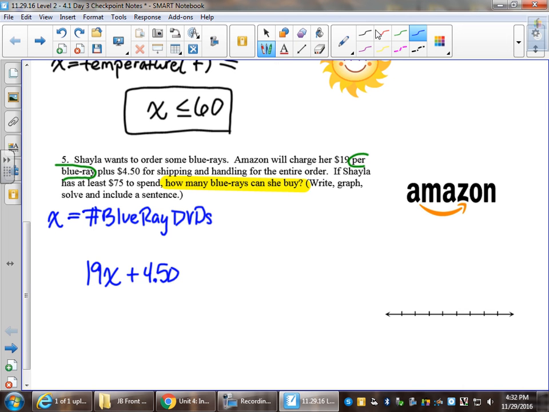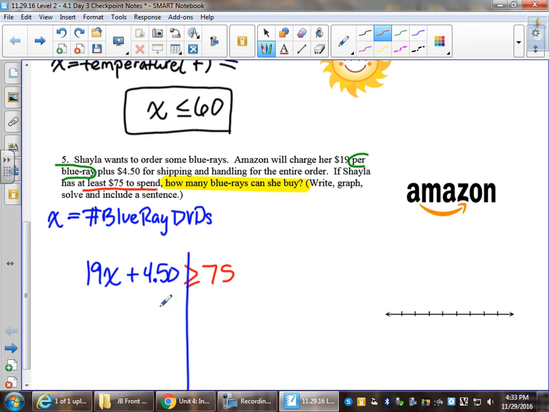Shayla has at least $75 to spend. At least is greater than or equal to 75. At least 75. 75 or more to spend. So greater than or equal to 75. We'll draw a line down the inequality and let's solve.